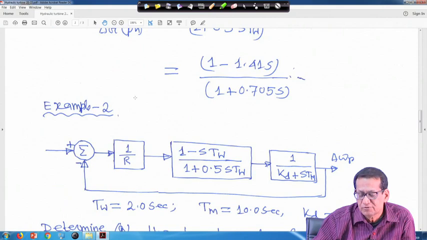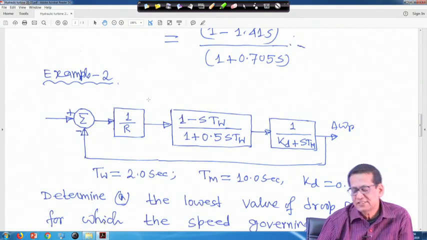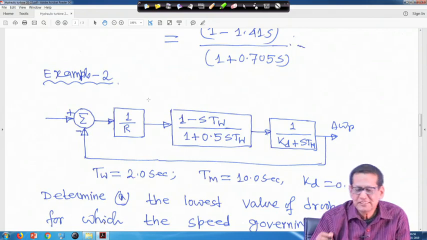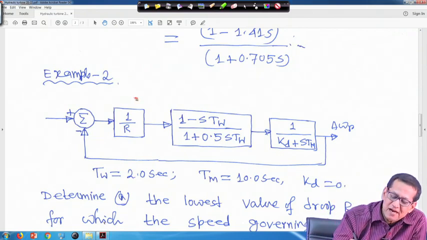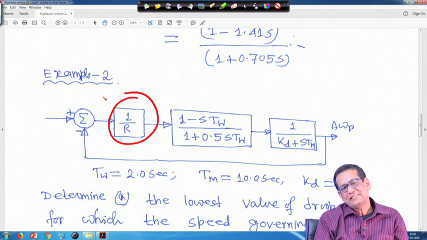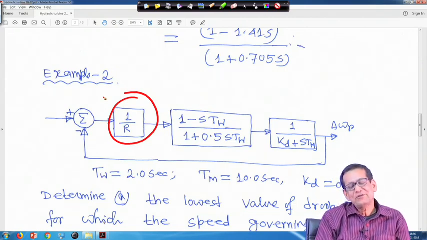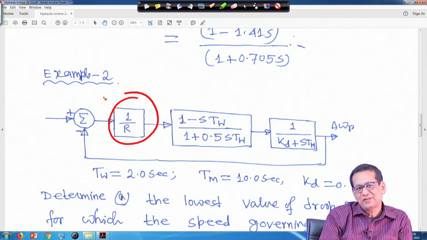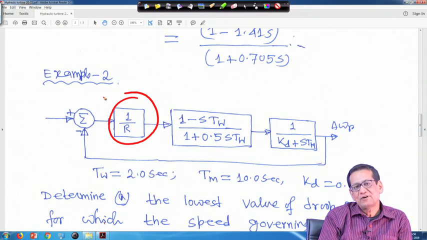Now, example 2. This example is actually the simplest example. Here the hydro governor we have represented only by 1 upon r, that is kg is equal to 1 upon r. But hydro governor modeling is actually a second order governor model, or sometimes a PID type governor model, right.